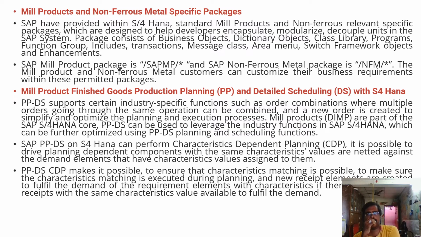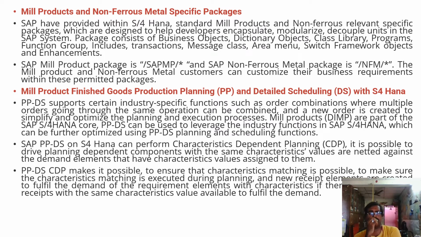The SAP mill products package is called /SAP/MP/*, and non-ferrous metal packages you can search in SAP using /NFM/*. So mill products and non-ferrous metals customers can customize their business requirements within these permitted packages. Whatever changes, configurations, or enhancements related to mill products can be saved in SAP MP, and the non-ferrous metal ones can be stored in the NFM package. So SAP has provided the standard packages, right? For storing the business requirements within the permitted packages, you can see them in SAP S/4HANA systems.